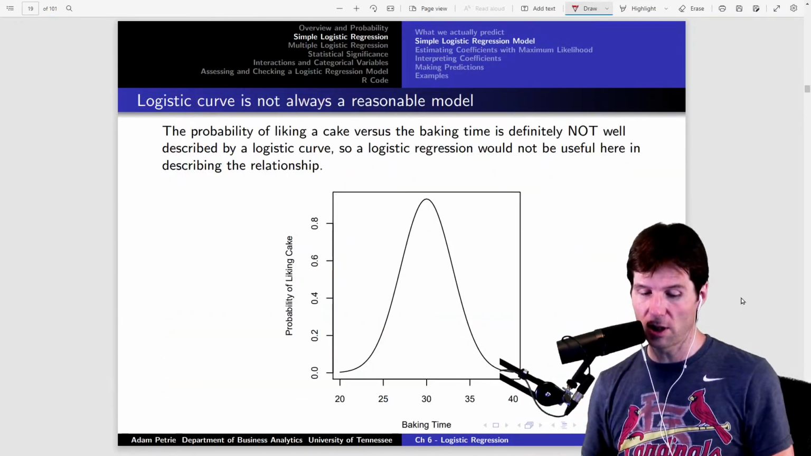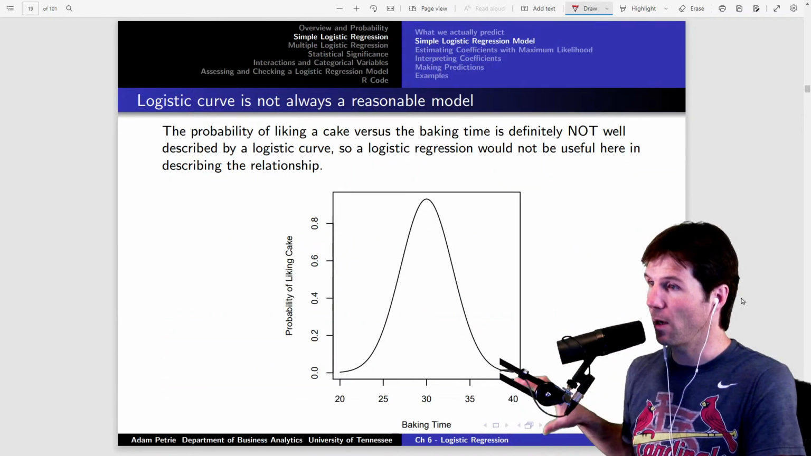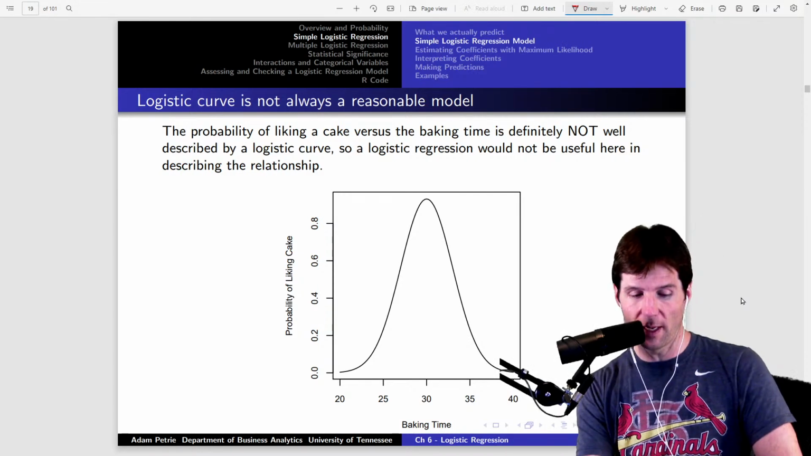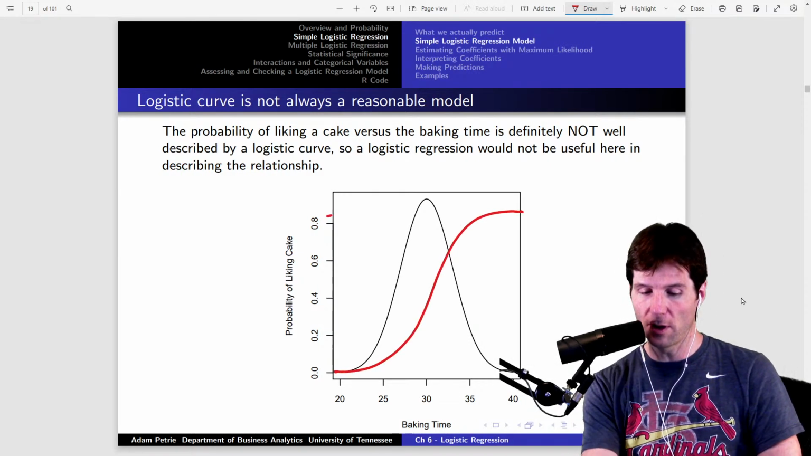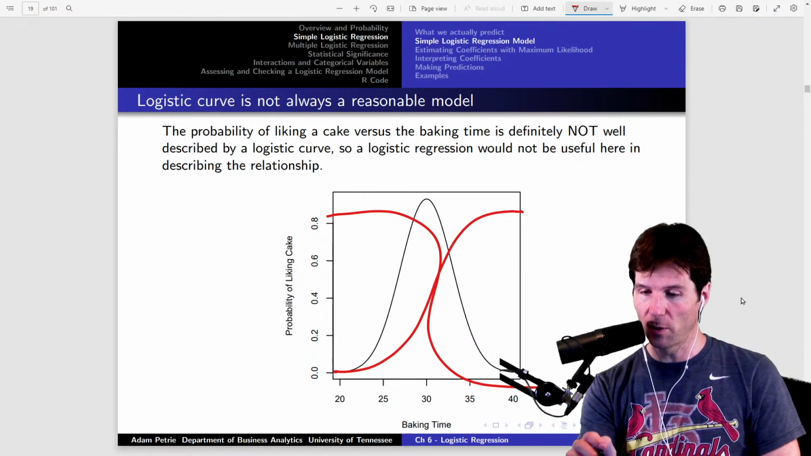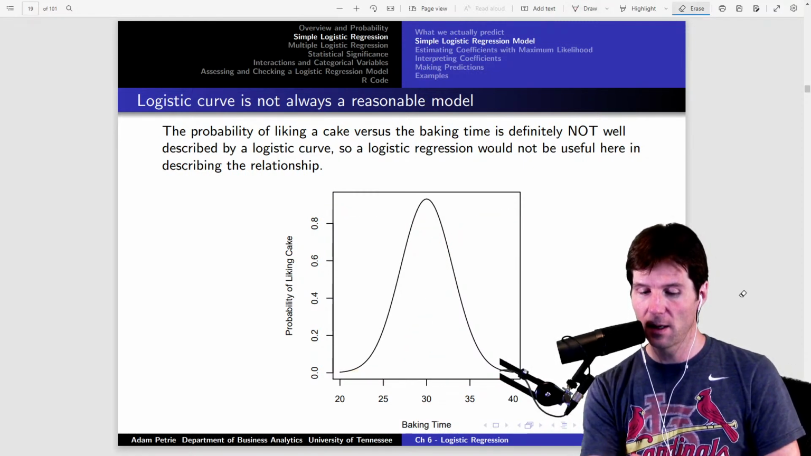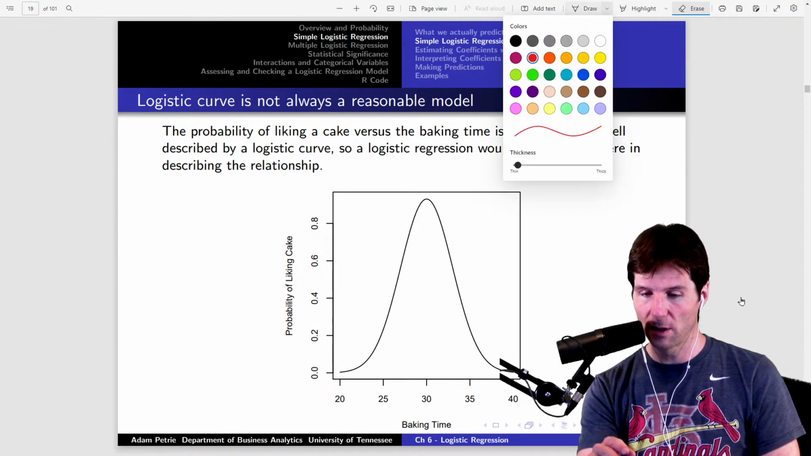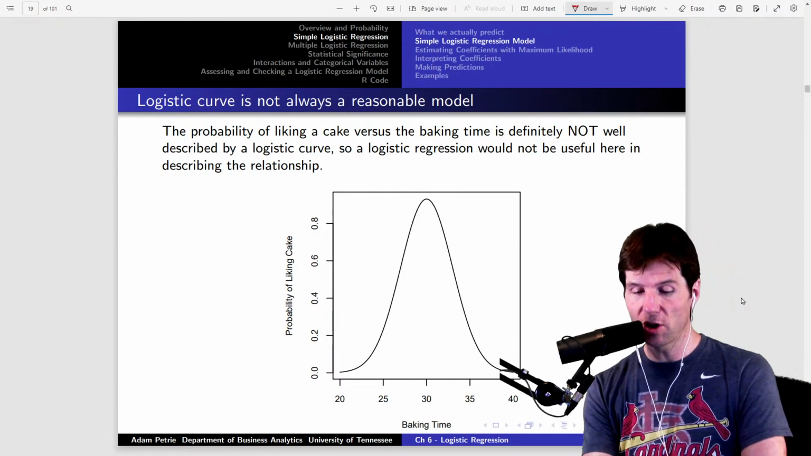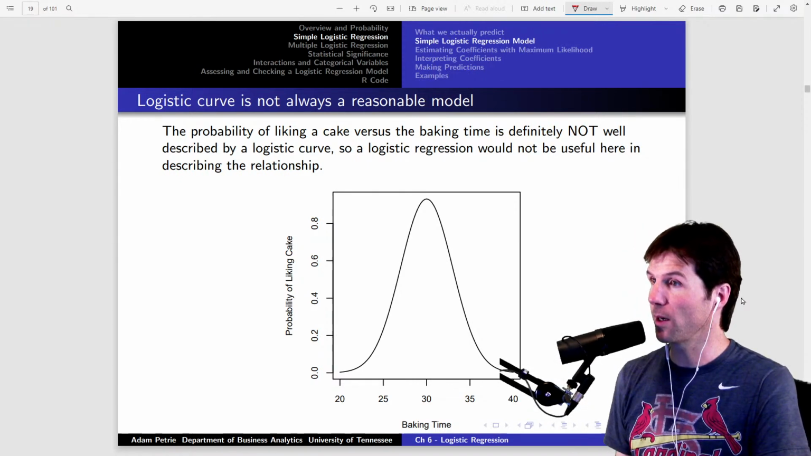Do you think the logistic curve would fit well if we look at how long it takes to bake a cake and the probability of somebody liking it? Do you think if you try to fit an S to this data, it would fit well? Is there some way I could draw an S that would fit, given there's probably a right time to cook a cake? The probability of somebody liking a cake is in this region. So I'd say no.